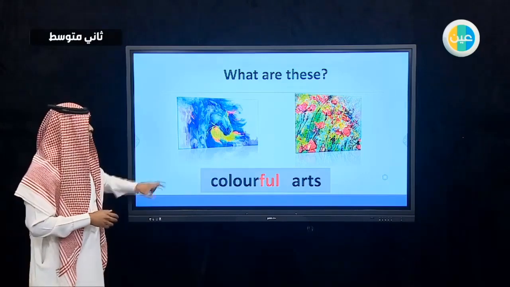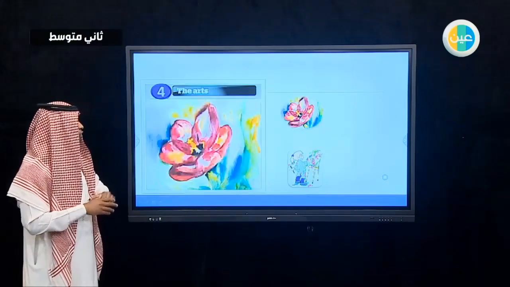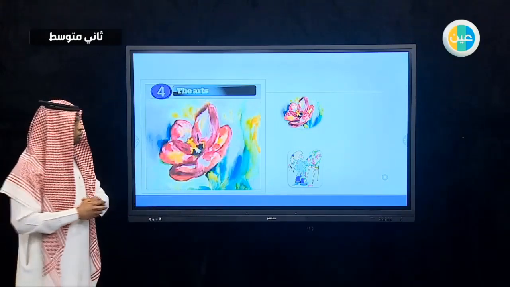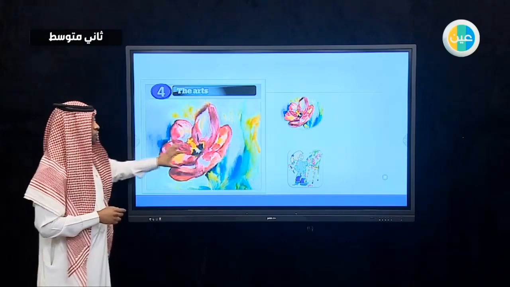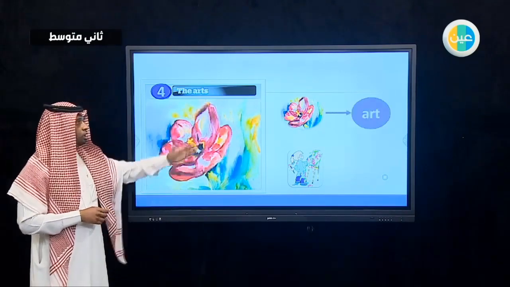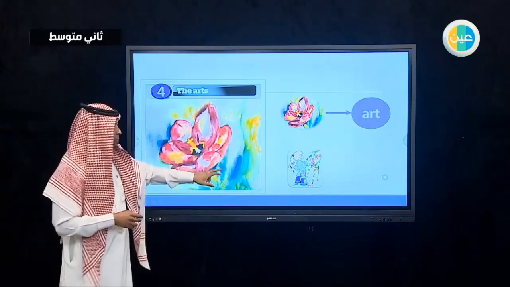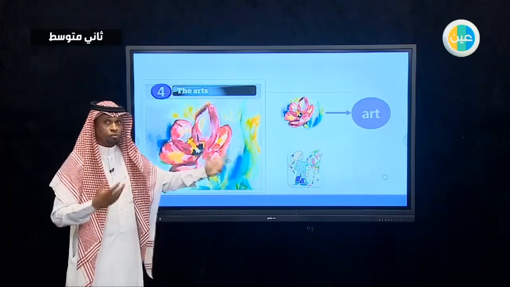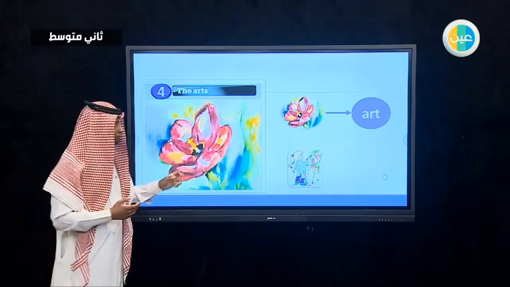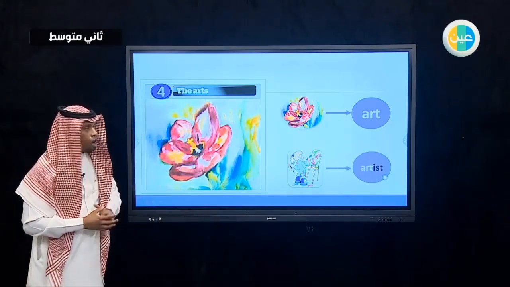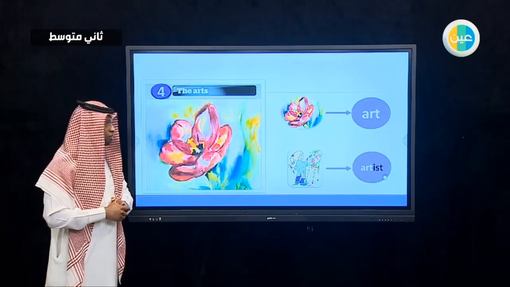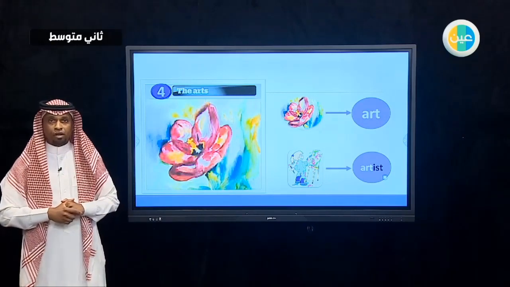Colorful arts. Now let's move to the next one here to see that this is the cover of this unit or module. This is the cover. So we have here arts. And we have this person. What do we call this person who paints? What do you call him? Artist. Good. This is an artist, or she is an artist.